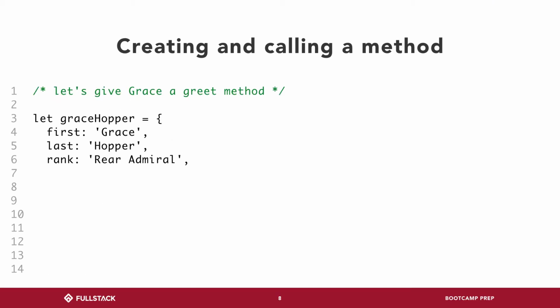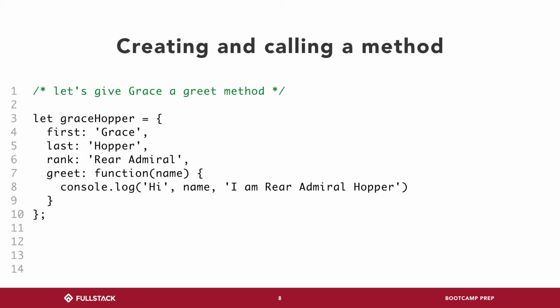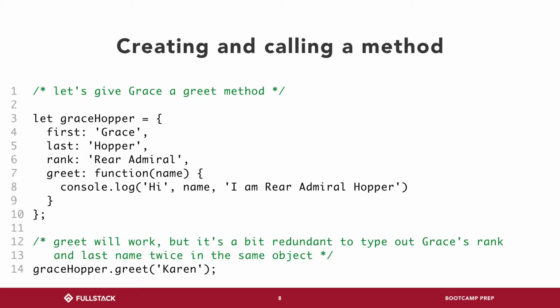Great. Good question. It's amazing how much knowledge about JavaScript just comes from incidental questions that are seemingly unrelated to what you want to know. Great. So we gave Grace Hopper a method. In this case, we gave her one called greet that takes a parameter called name and console logs a string. So it'll work, but we are definitely doing work here that we actually don't need to do.